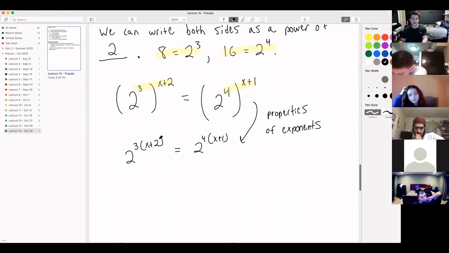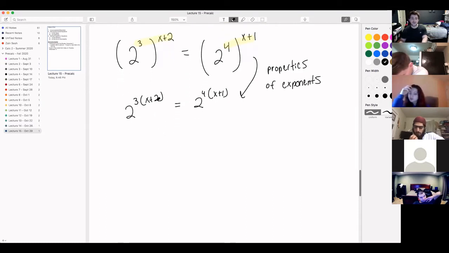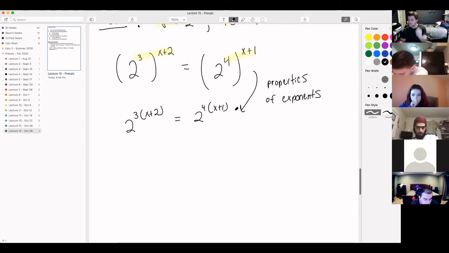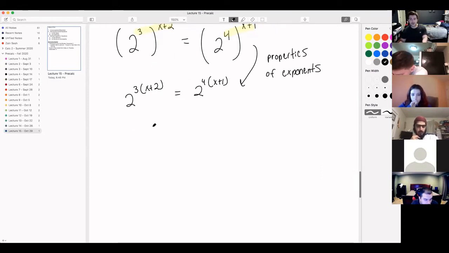All right, I can multiply the powers together, and just be very careful with your parentheses. Remember, you need to multiply 3 by the whole quantity of x plus 2. That's why I have parentheses. And similarly, you have to multiply 4 by the whole quantity of x plus 1, which is why there are parentheses there. Good. Now, we're in a great situation.